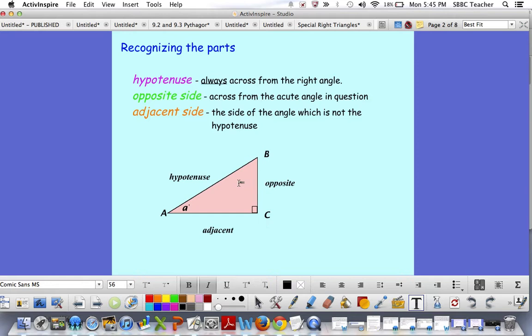Now let's first review the parts of a triangle. We have the hypotenuse of a triangle, and it's always across from the right angle symbol. We have the opposite side. The opposite side is across from the acute angle we are looking at. We're going to be focusing on acute angles inside the right triangle. And the adjacent side means the side of the angle which is not the hypotenuse, and it's also not across the angle. It's called adjacent because it's right next to the acute angle.